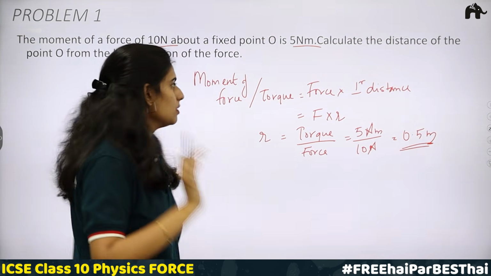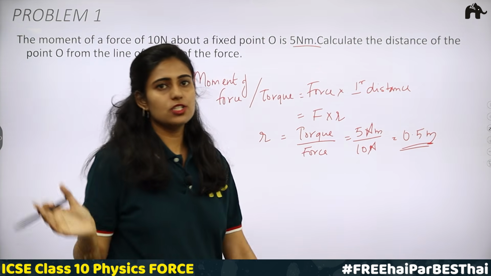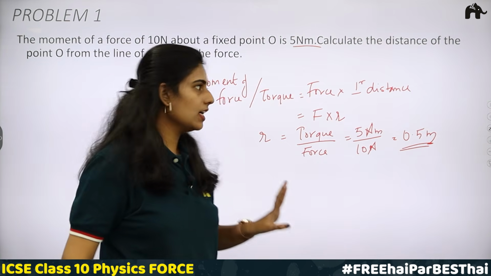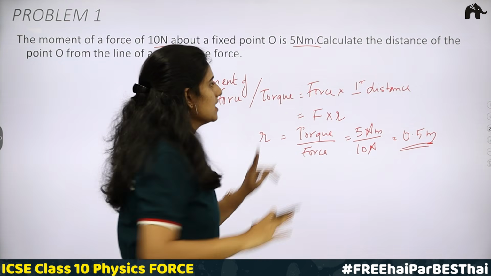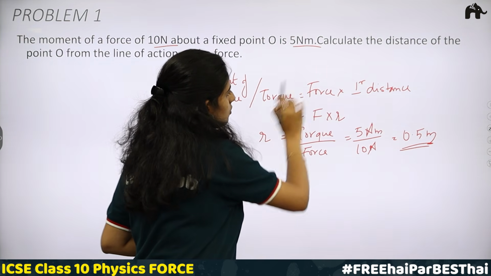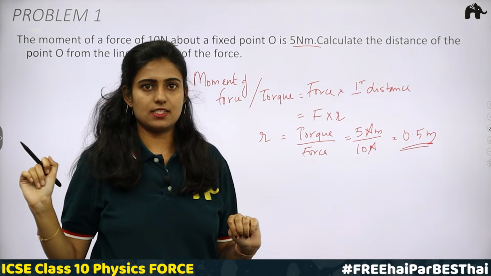Very simple. Just remember this. Torque is equal to force into perpendicular distance. If force and torque are given, we can find the perpendicular distance. If perpendicular distance and torque are given, we can find the force. And when torque and force are given, we can find the perpendicular distance.